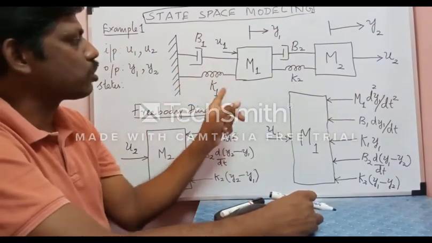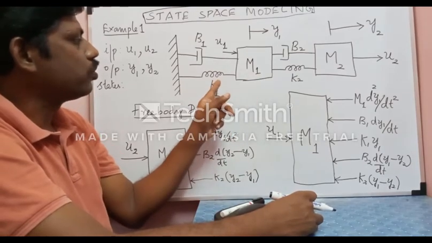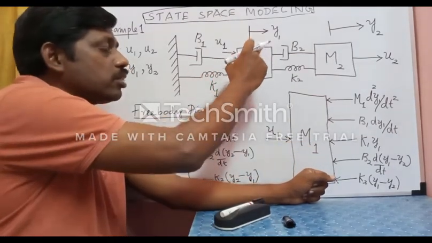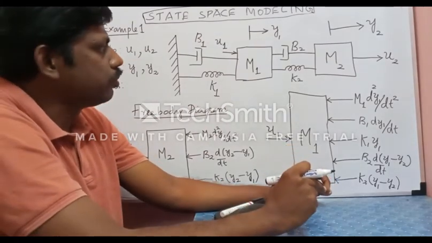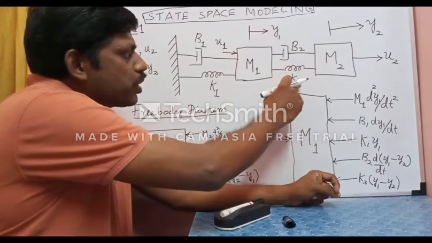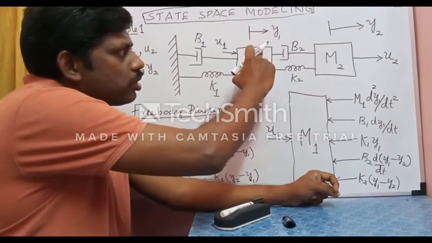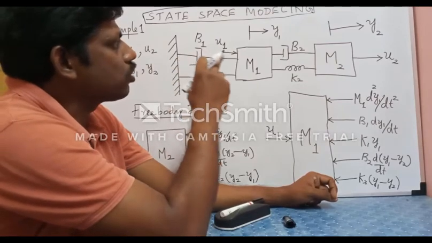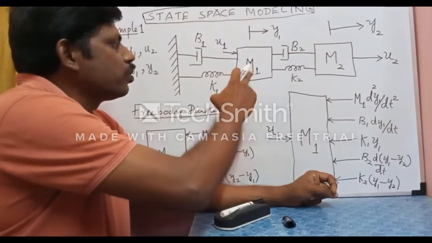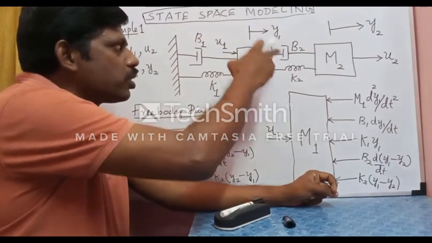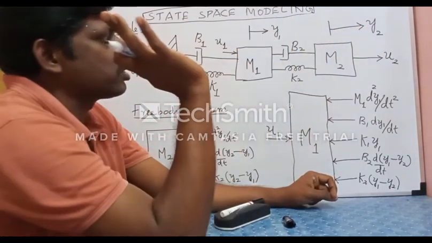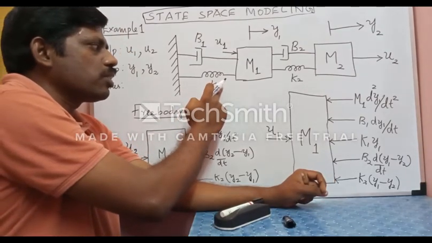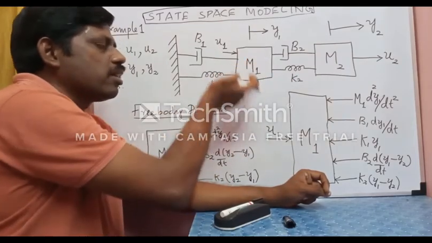Now let us come to the other energy storage elements, K1 and K2, that is the springs. The energy stored in spring K1 depends on the displacement y1. The energy stored in spring K2 depends on the difference in the displacements y1 and y2. So the springs have the associated state variables y1 and y2. This mass has y1 and its velocity, and this has y2 and its corresponding velocity. Since the state variables associated with the springs are already covered by the masses, they need not be repeated.